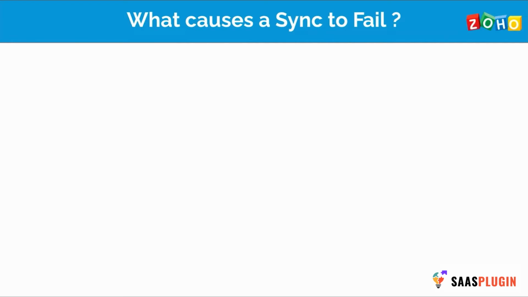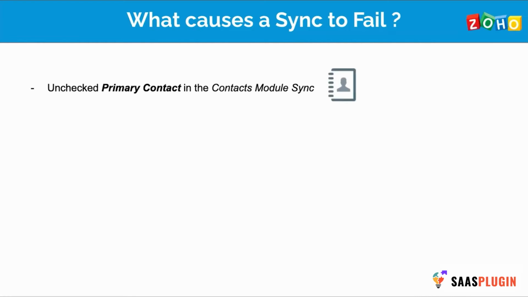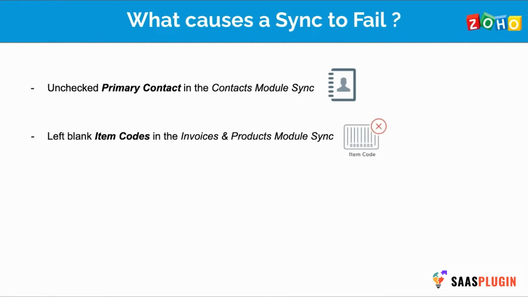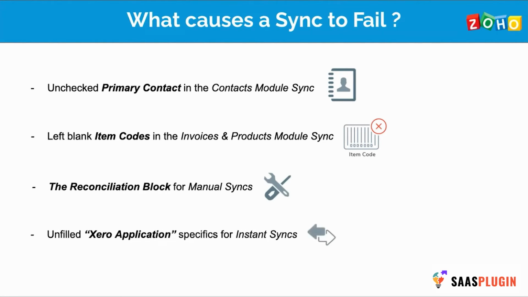For a recap, they were: 1. The potentially left unspecified primary contact in the contacts module sync, 2. The left blank item codes that barred the sync through the invoices and product modules, 3. The reconciliation block when it came to manual sync, and 4. Unfilled or unticked add to zero specifics during an instant sync.